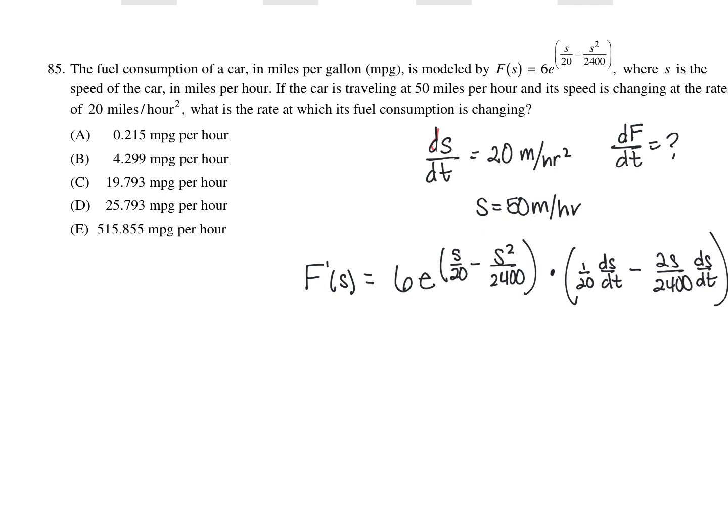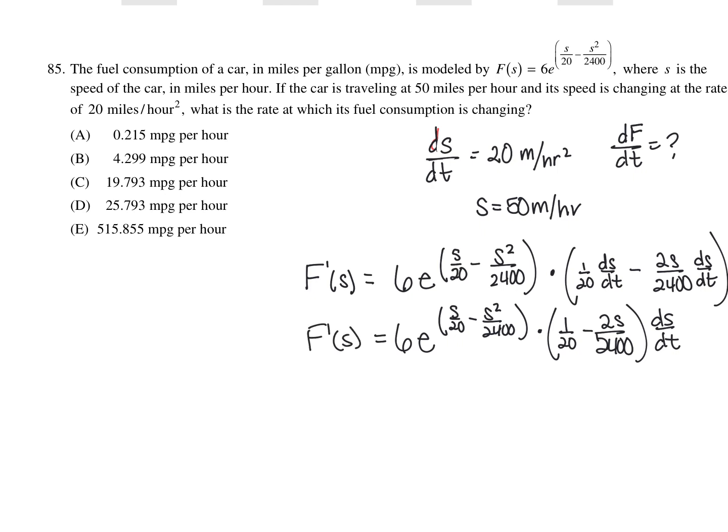Because really, you could rewrite this as 6e to the s over 20 minus s squared over 2400, times the chain: 1/20th minus 2s over 2400, times ds/dt. So yes, you could multiply the whole thing. So this is f prime of s. I'm trying to think of how I would plug this in. I literally just did the derivative of f of s times 20, and that would be fine. So if you type this in your calculator, what I would do is in y1, I would type in that f of s equation.